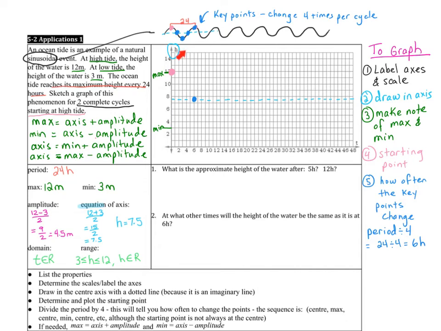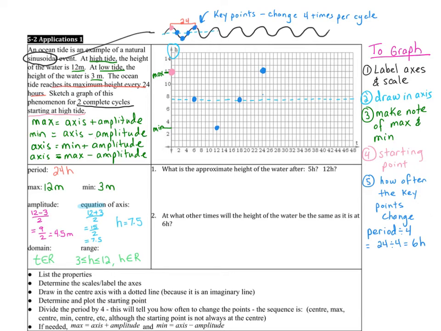Then 6 hours later, we're going to be at the minimum. So 6 hours later is 12 hours, and now we're going to be at the minimum, which is 3. And 6 hours later, we're going to be back on the axis. So 6 hours later is 18 hours. So at 18 hours, we're going to be back on the axis. And 6 hours later, which is 24 hours, we're going to be up at the maximum.